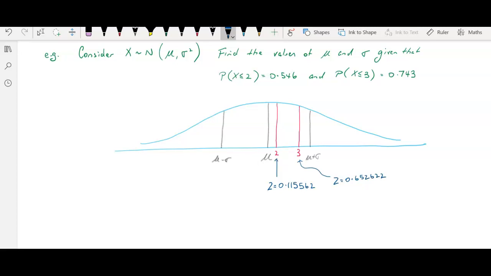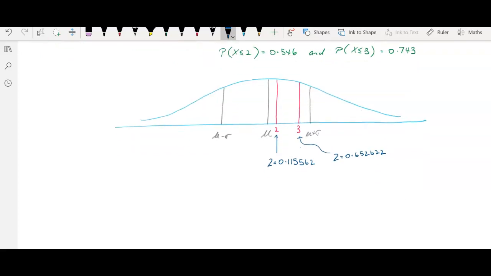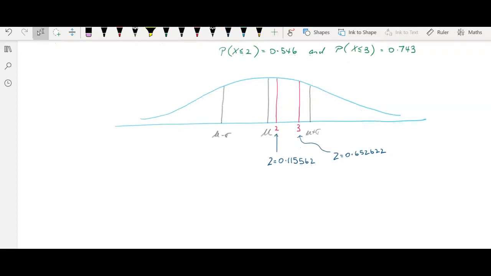What do they tell me? That's 0.115 of a standard deviation above the mean. This one here is 0.652 of a standard deviation above the mean. Brilliant. Okay, so let's form some equations now from that information.